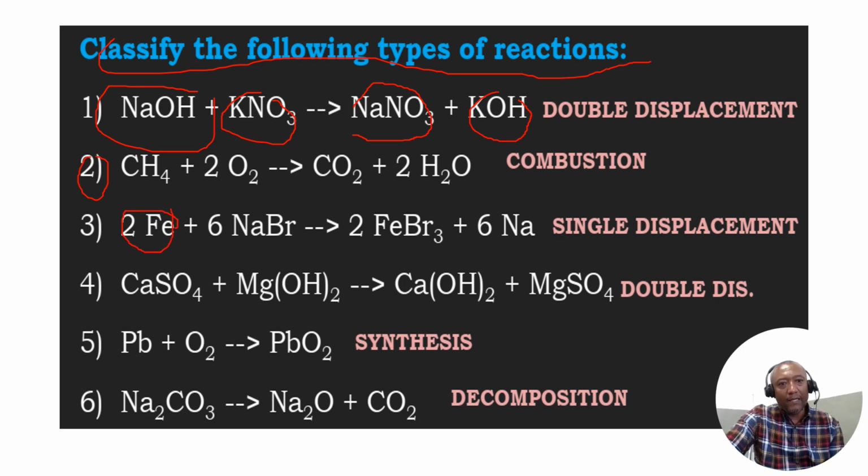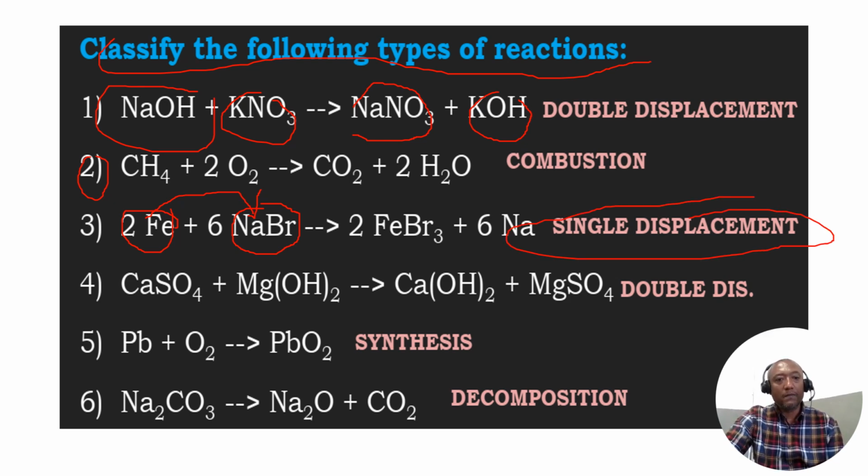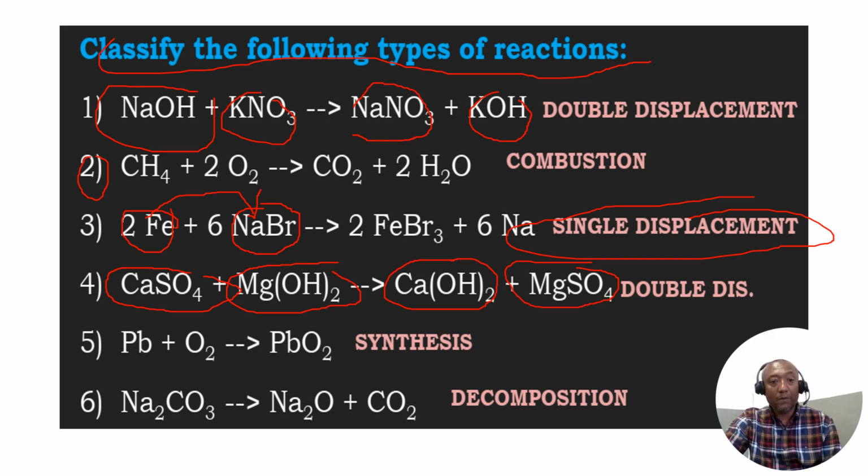Here you will have an element and here you have a compound. So iron displaces the position of sodium, and here ferrous bromide plus sodium is formed. We call it single displacement reaction. Here is also number 4, calcium sulfate treated with magnesium hydroxide, and here calcium hydroxide plus magnesium sulfate is formed. So compound plus compound, again compound plus compound is the product. Due to this reason, double displacement reaction.